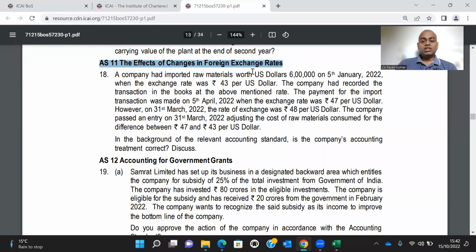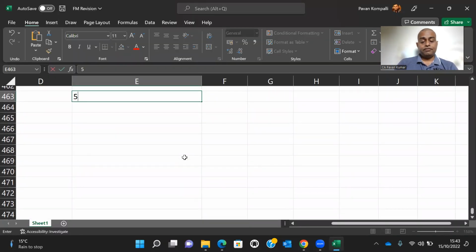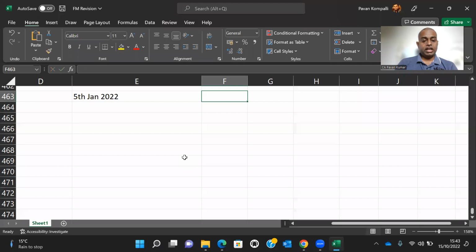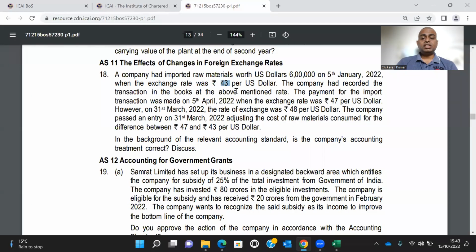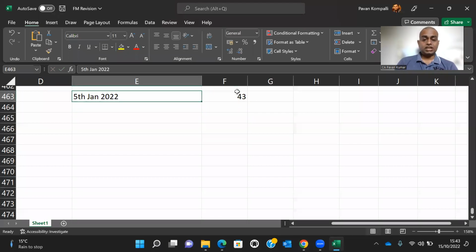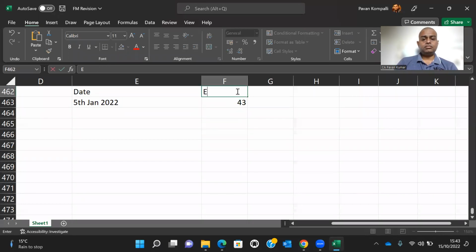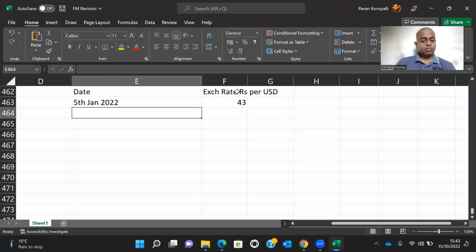Okay, now, so here, how many dates are there? 5th Jan, okay, exchange rate 43. This is the date on which the company purchased. So 5th Jan 2022, the company purchased 6 lakh US dollars worth raw materials when the exchange rate was 43. Exchange rate, rupees per US dollars. Okay, 5th Jan.